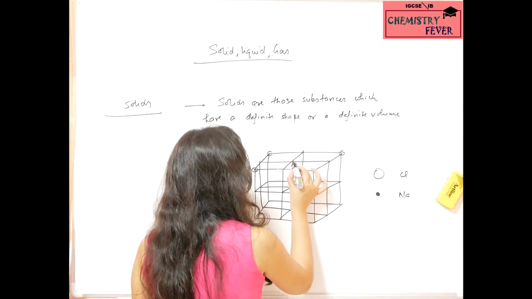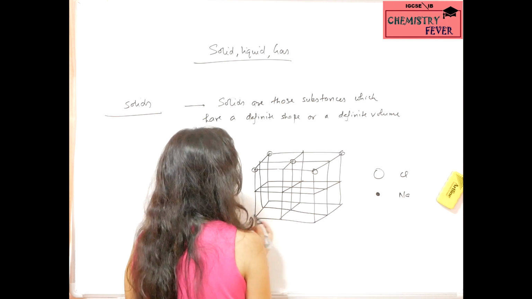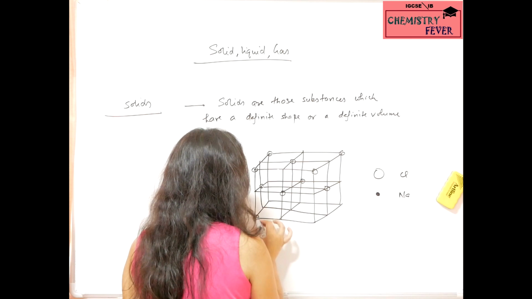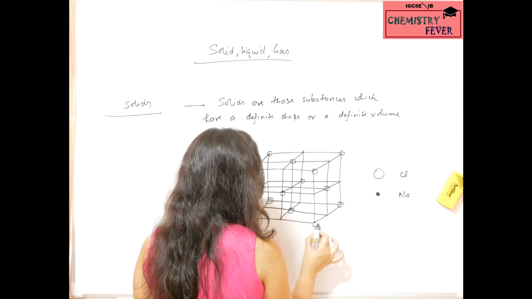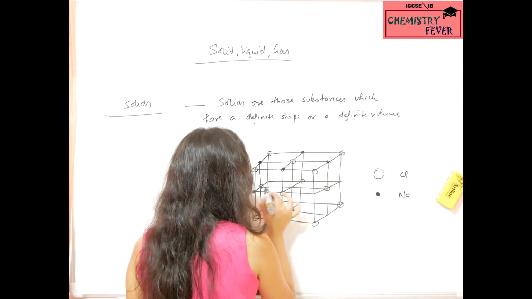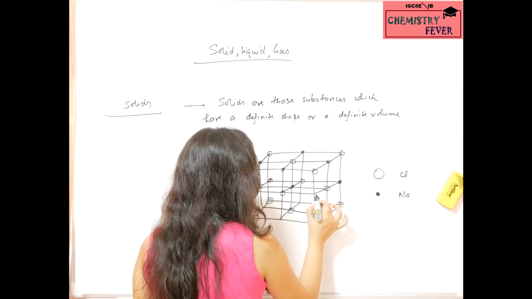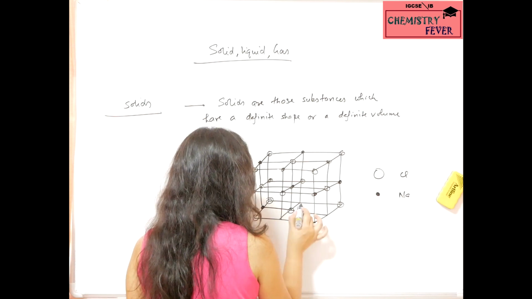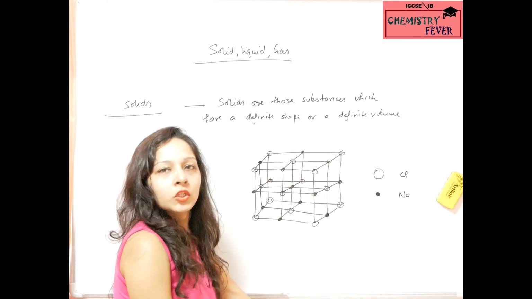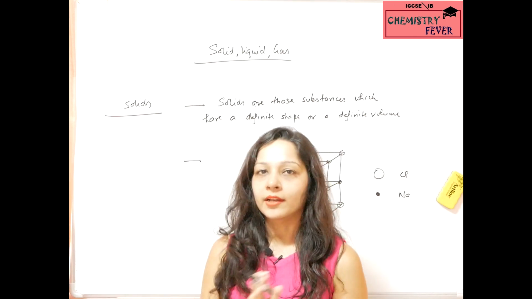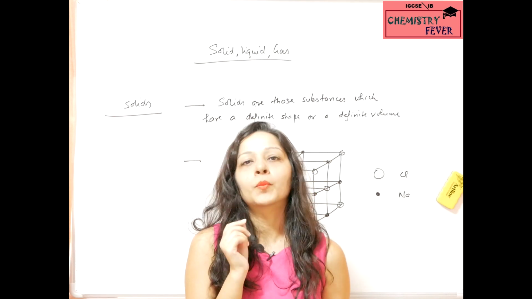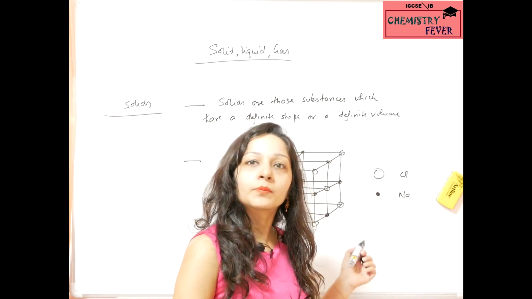So these are chlorine particles, ions or particles, and these are also chlorine, and this is sodium. So this is NaCl, right? It has this shape, though if we take this in hand, we will not be able to see it, right? So it has a particular shape.